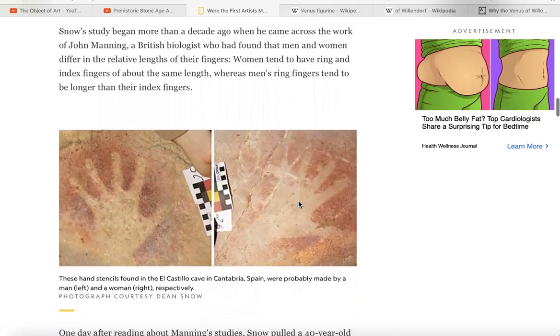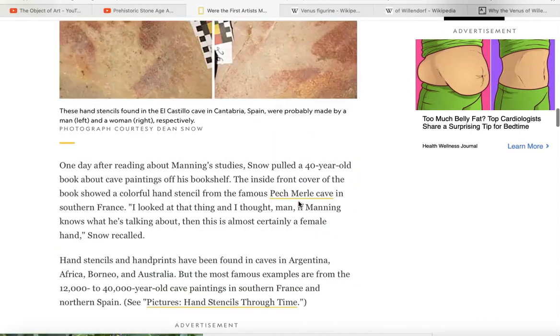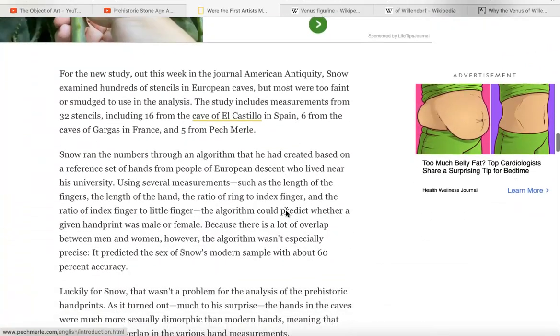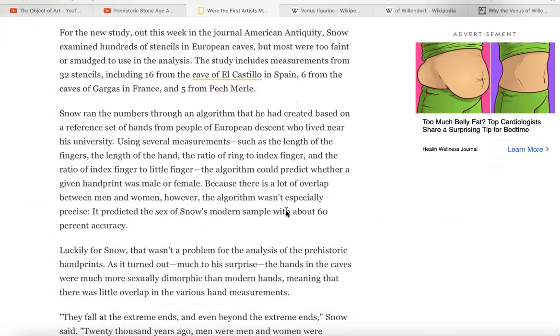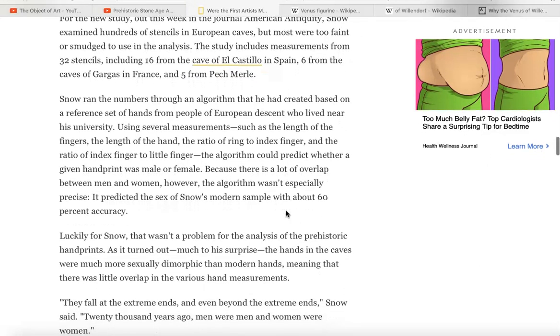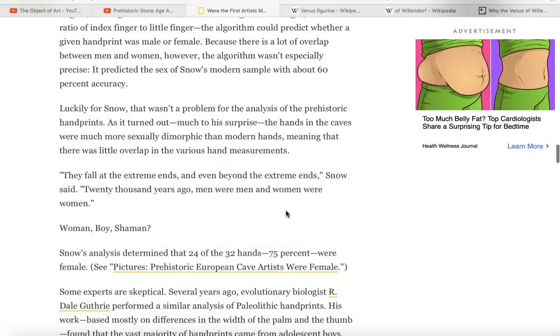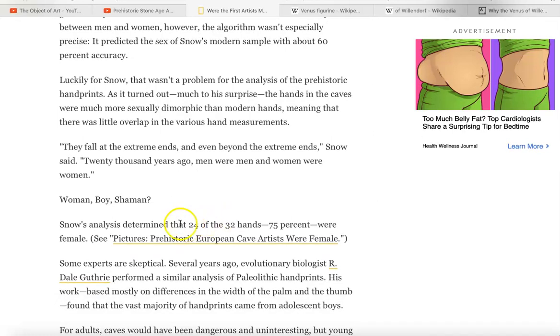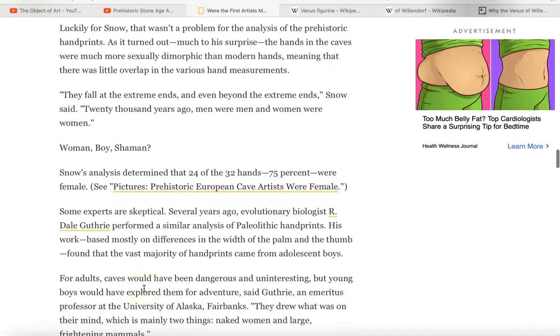They're just talking about in this part how they determine whether the handprints belong to men or women. Okay. And they're not 100% sure, but for some people don't agree with the findings. Okay, cool. All right. But Snow's analysis, it says, determined that 24 of the 32 hands, 75%, were female. Now, again, it says here, some experts are skeptical.